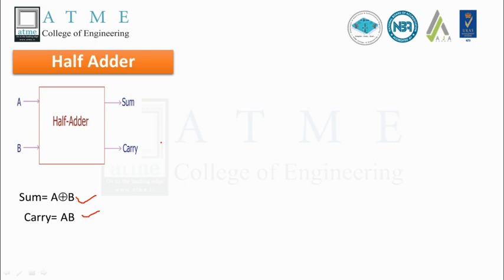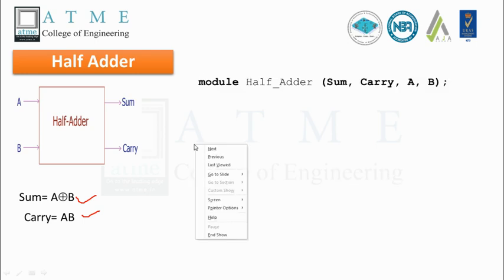So let us go with the Verilog code. First, we have to declare the module part. So here we have declared the module with a keyword called module, followed by the name of the module. I refer to it as half adder. It is a user defined name.